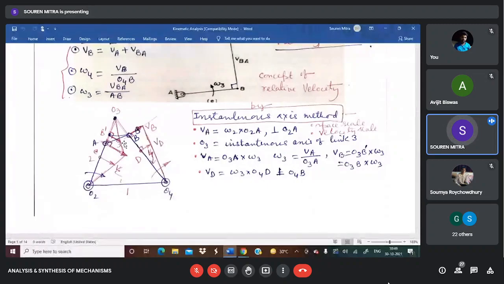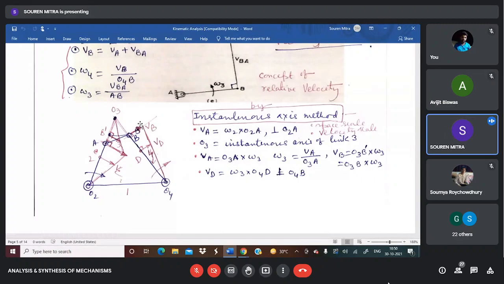This O3 is changing its position. It does not have a fixed center of rotation, it is changing. That's why it's called the instantaneous center. So at this instant, O3 is the center of rotation of link 3. So we have determined this instantaneous axis of link 3. But what should we do with it? Again, go back to the problem.